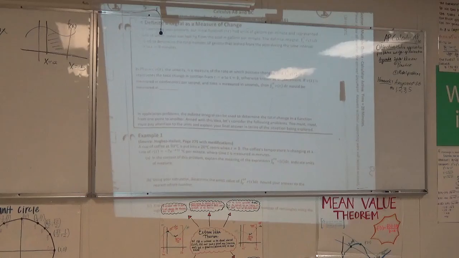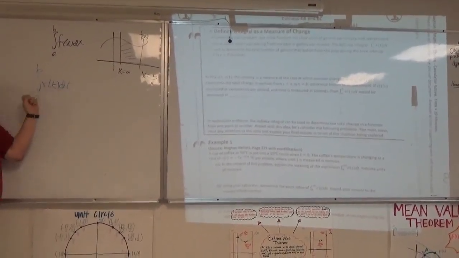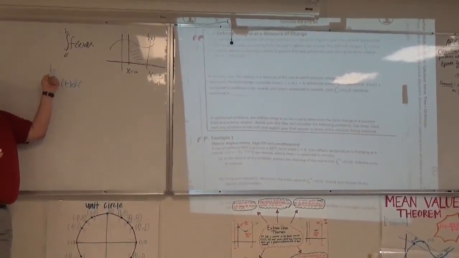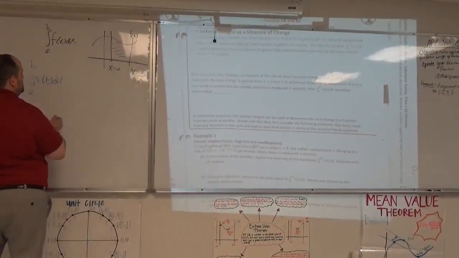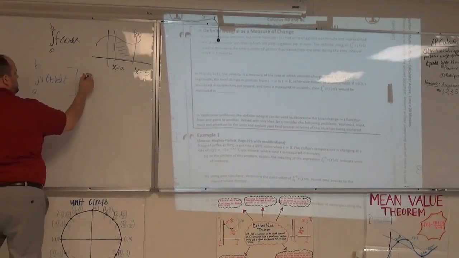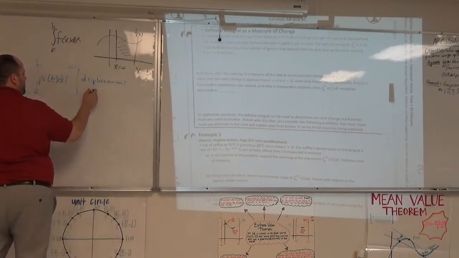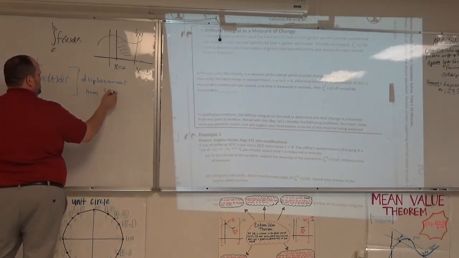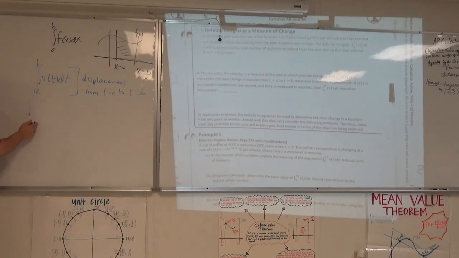Displacement. What does it mean? I need to be more specific though. The word displacement isn't enough. It's the displacement from A to B, and there are going to be some kind of units, right? So make sure you get that in your notes, and I think there's even space over there for you. So this just means displacement from t equals A to t equals B. Well, that's one way we've seen it.